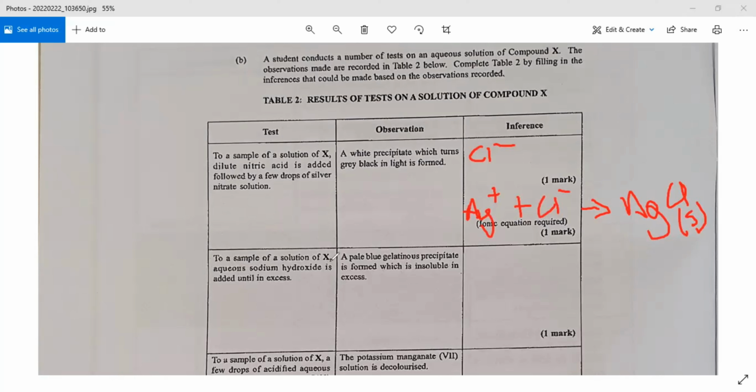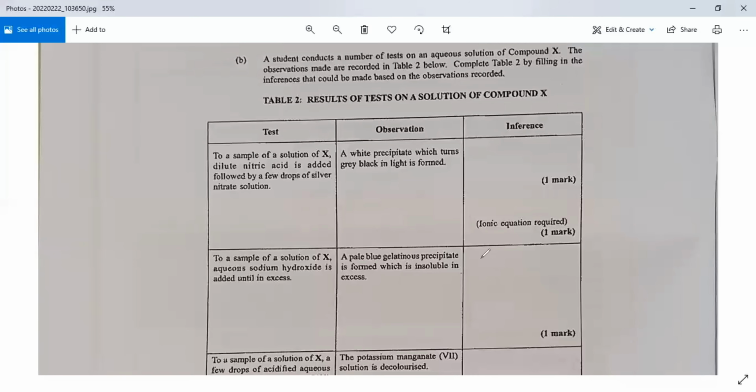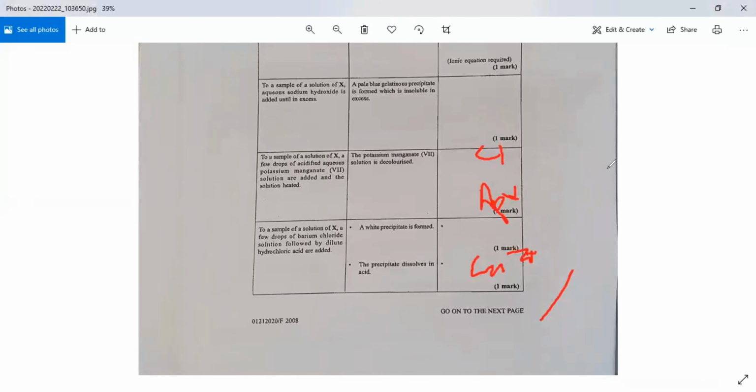It says to a sample of solution X, aqueous sodium hydroxide is added until in excess. Sodium hydroxide, cations, just try to remember. Okay, a pale blue gelatinous precipitate is formed, which is insoluble in excess. Therefore, what we have now is Cu2+. And of course, this is chloride, this is Ag+, and this is going to go away. Okay, and then now we move down a little bit on the paper.